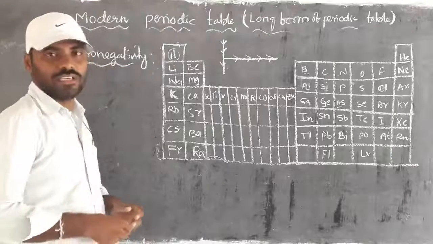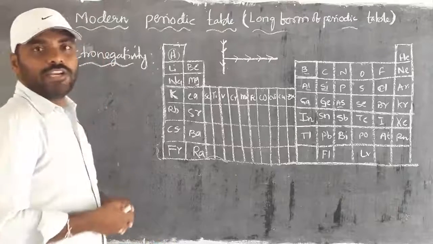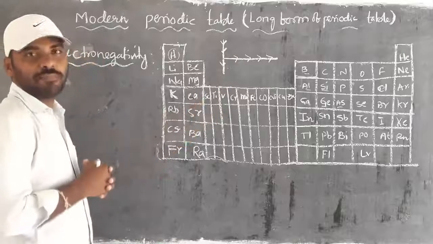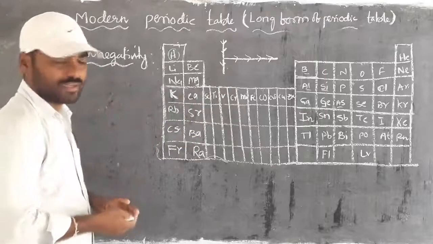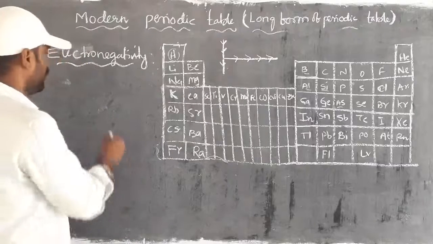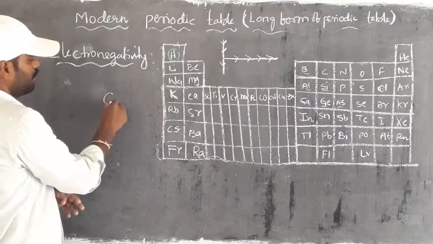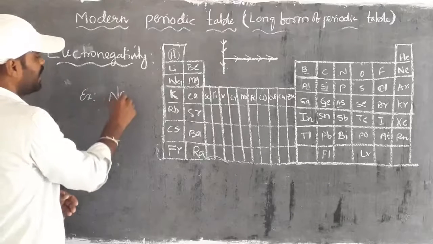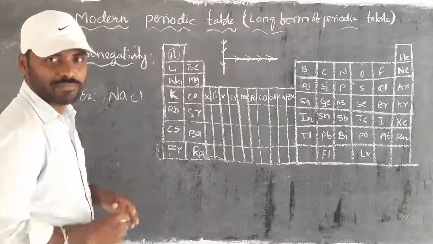In electronegativity, the definition is simply the relative tendency of an atom of an element to attract the pair of electrons which is bonded with another atom of an element. For example, let me take NaCl, just for your clarity.